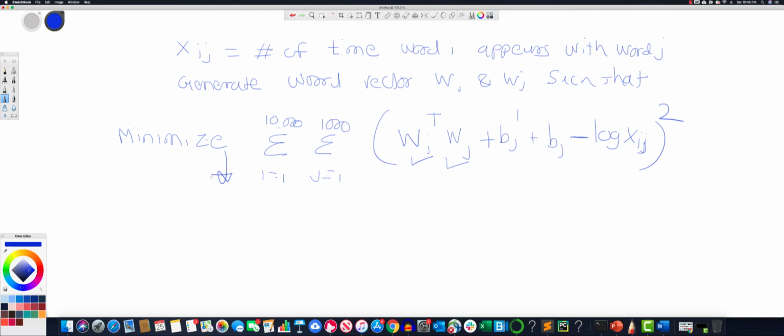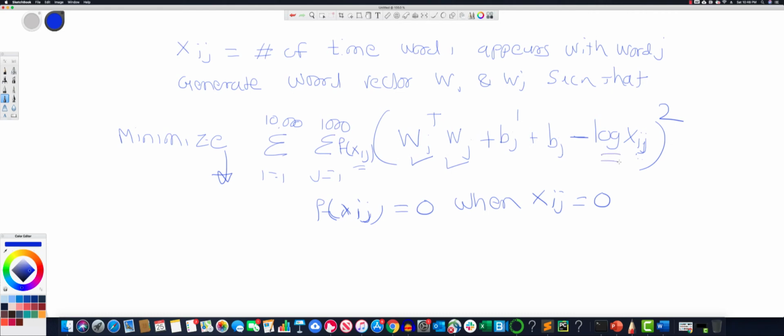Often this function is also multiplied with another function called f of xij. Why? Because you know that log of 1 is equal to 0, right? And log of 0 is infinity. So what happens is we define the function f of xij. It's a simple weighting function such that it is 0 when xij is 0, right? So that means when f of xij is 0, it means basically don't bother computing the log of xij at all.